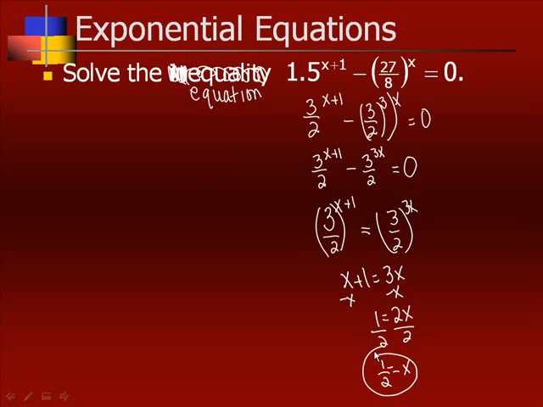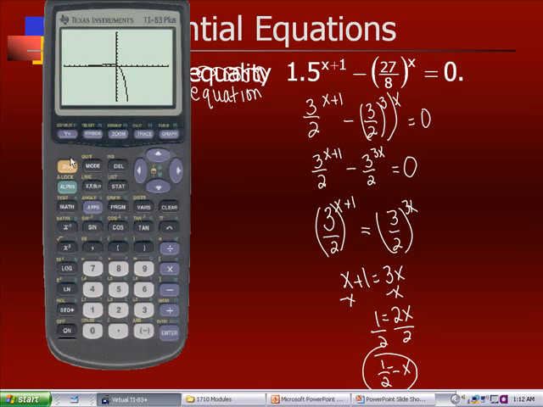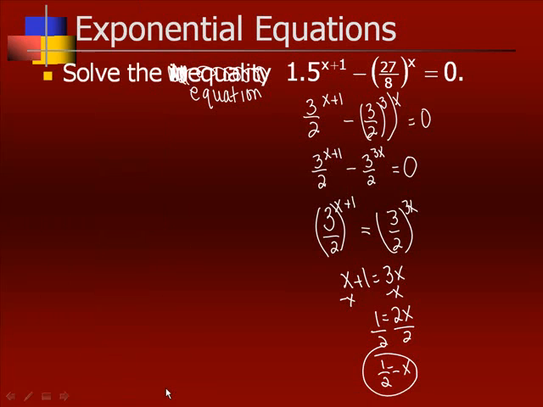Now, if we wanted to do these on our calculator, we're going to come up here and do y equals 1.5 to the power of x plus 1 in parentheses minus 27 over 8 in parentheses to the power of x. And then we're going to let y2 be 0. Well, when we graph it, we get a picture that looks like that. To find where they intersect, we're going to go second trace, or second calculate, number 5. Enter, enter, enter. And we get a solution of x is 0.5, which is what we got as 1/2.